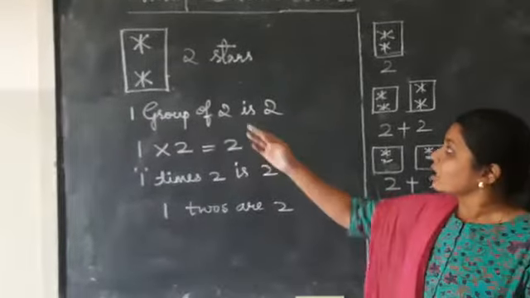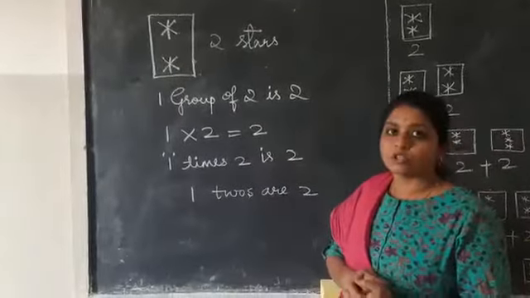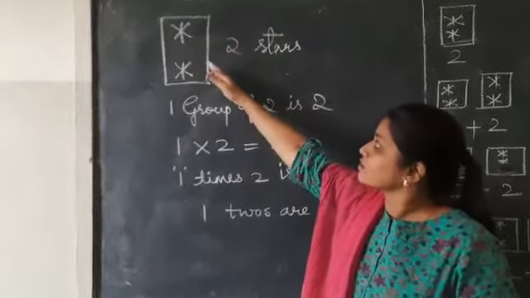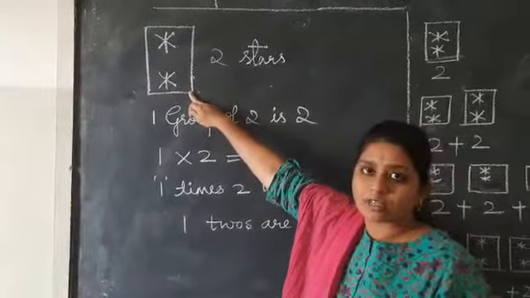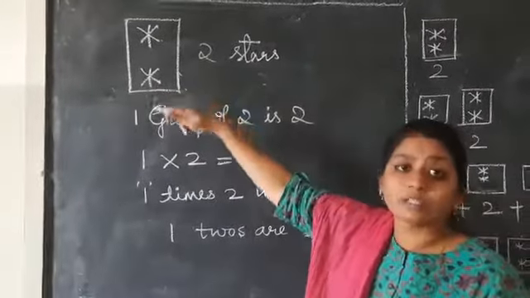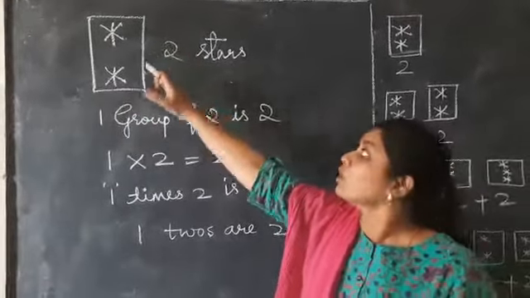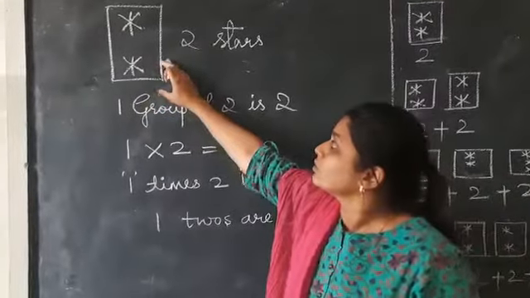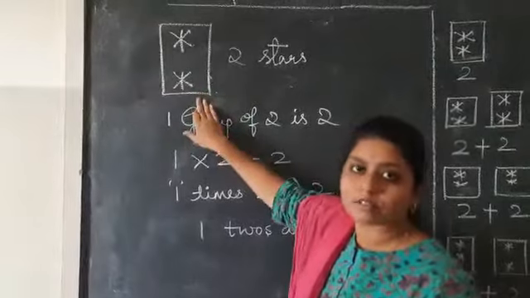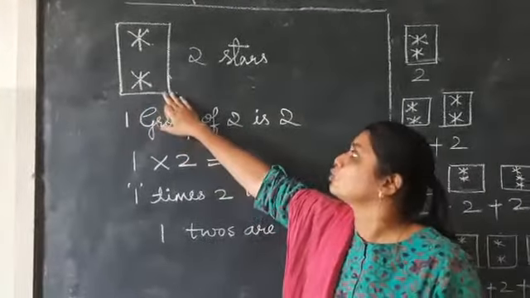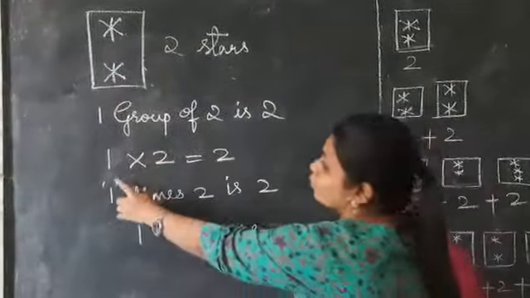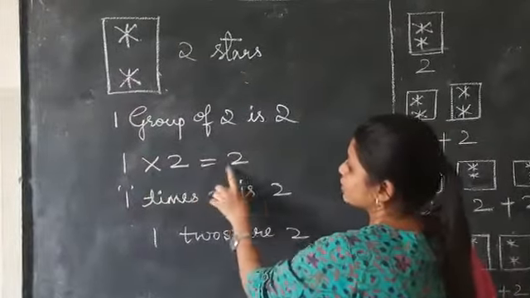So here I have drawn some stars on the board. In one box we have two stars. So we have written it as two stars. That means in one group we have two stars. So one group of two stars is 2. We call it one group of 2 is 2. And then we write it as 1 into 2, which is equal to 2.